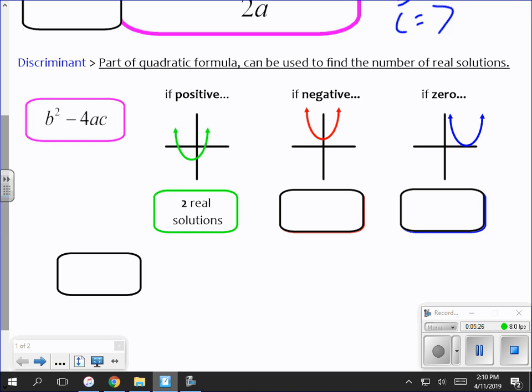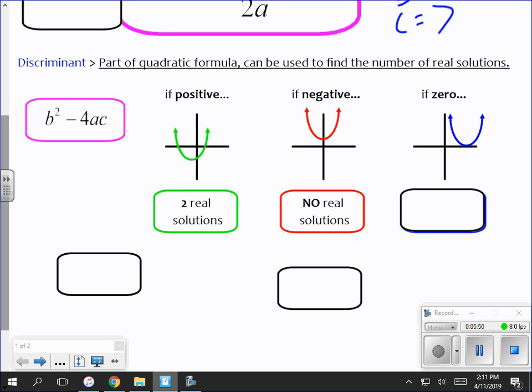If the discriminant is negative, what that means is the parabola does not cross the x-axis, and you have no solutions. You can't take the square root of a negative number. If the discriminant's negative, that means the number underneath the square root is negative. You have no answers because you cannot take the square root of a negative number.